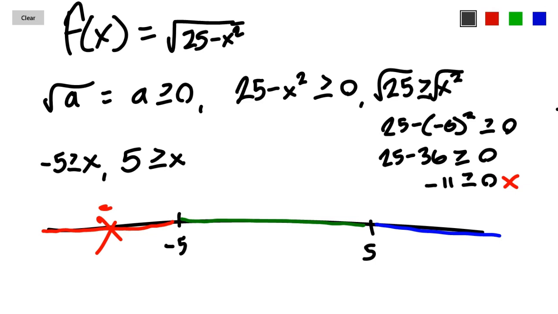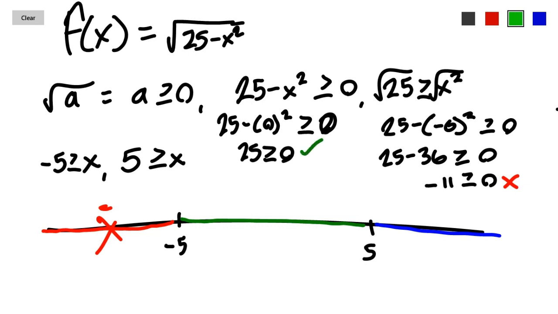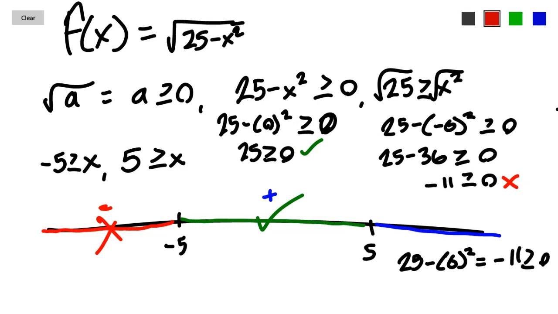So if I'm going to pick a value in between, in the green interval here, I'm going to pick x is equal to 0 because that'd be easy to evaluate. So 25 minus 0 squared is just 25, which is obviously greater than 0. So this one checks out. We're going to have positive values in the middle here. And if I'm going to test a value right here of x, so I'm going to say x is equal to 6, 25 minus 6 squared just gives me that negative 11 again, which is not greater than 0. So this one is out. It's going to give us negative values, which means that it's not valid.